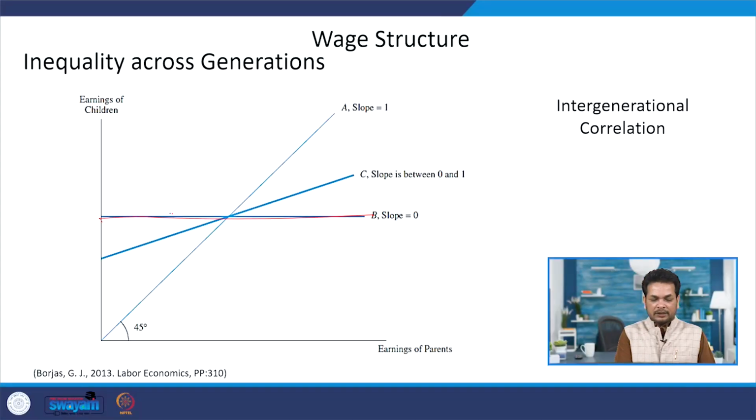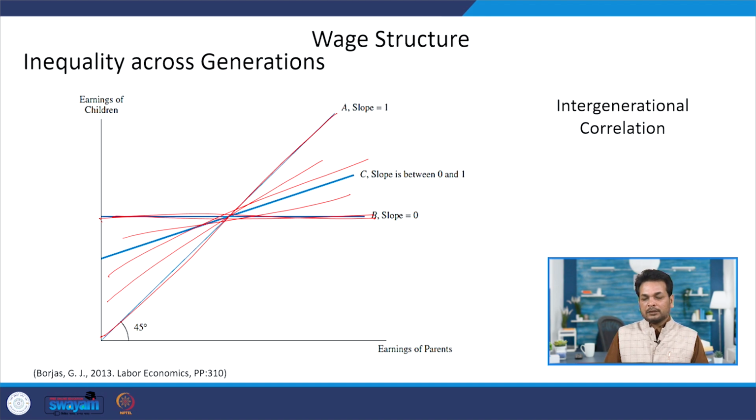As you can see, if the slope is 0 and it is flat, it means none of the intergenerational difference has been transmitted to their children. If it is 1, it is high. Most of the empirical studies have found that it lies between 0 and 1. So, the intergenerational coefficient lies between 0 and 1 in most of the empirical studies.